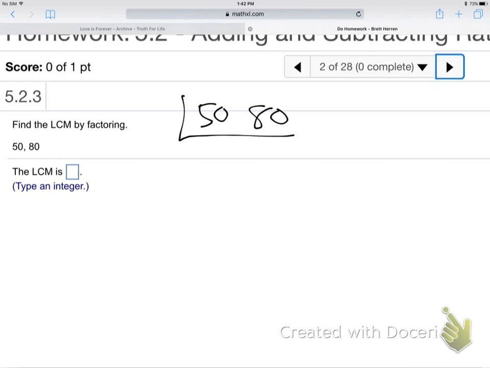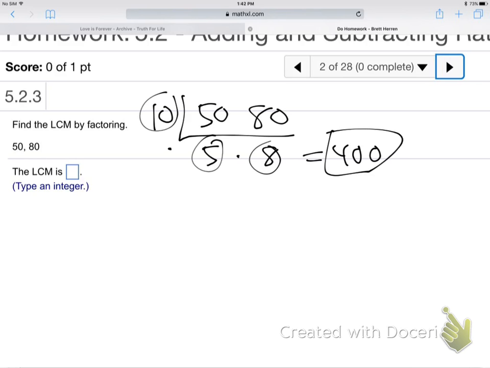You could do 10 or 5 or 2, there are lots of things that go in. 10 would be nice and quick. 10 goes in there 5 times and 8 times. What goes into 5 and 8? Nothing, so I'm done. So what's it going to be? Just multiply the outside numbers. 10 times 5 times 8. That's 400. 400 is the LCM.